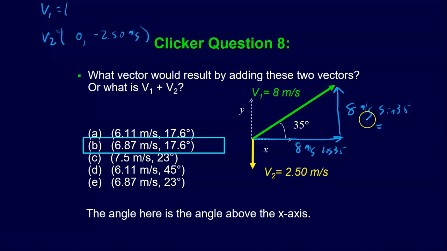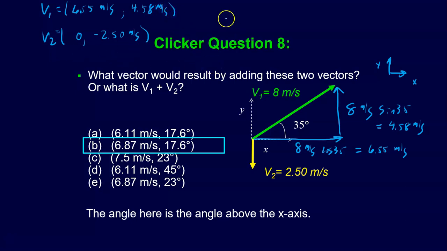When I went through and did this, 8 meters times sine of 35, I got that side to be 4.58 meters per second. And then 8 times cosine 35, I got that to be 6.55 meters per second. Again, we're sort of doing our traditional x-y axis. These are both in the positive direction. So the x would be 6.55 meters per second, and then the y would be the 4.58 meters per second.